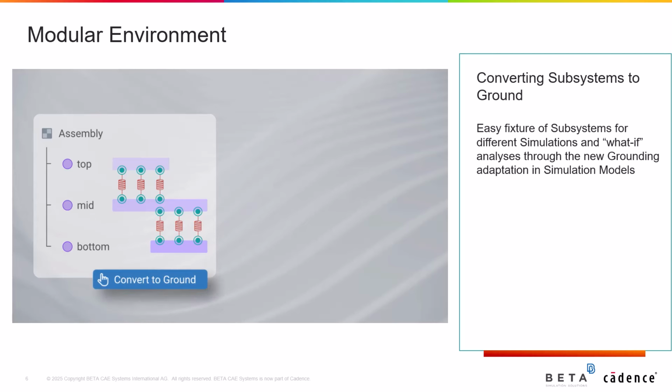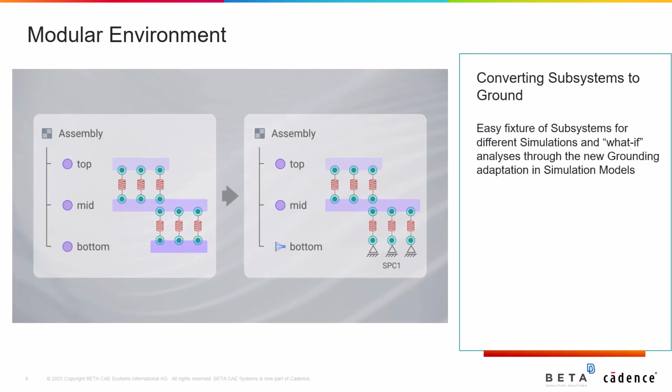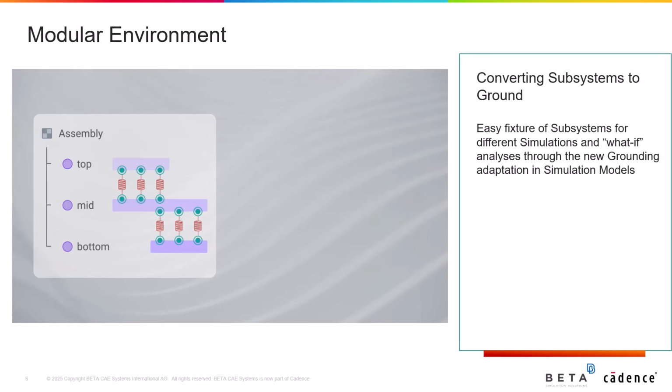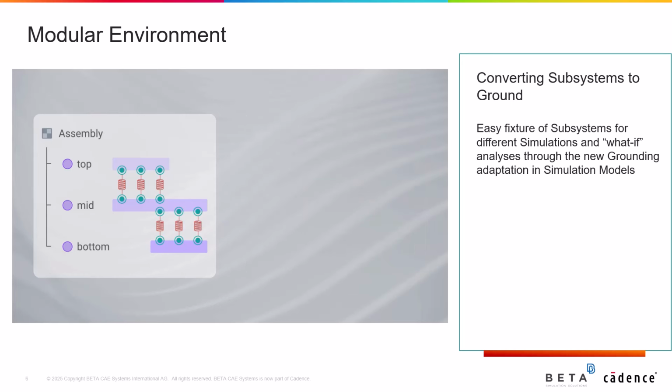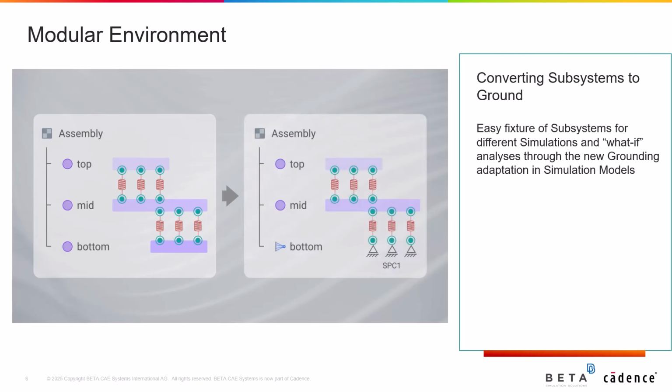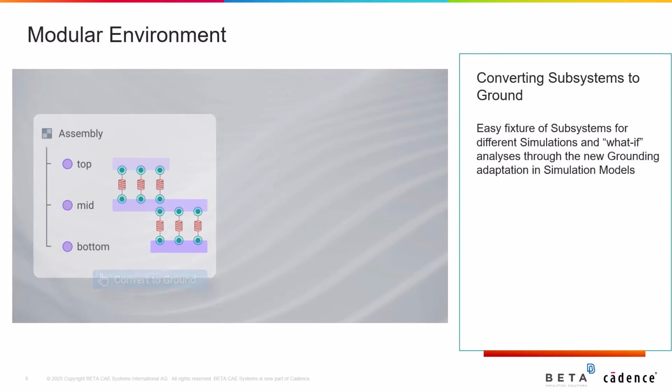Now, let's move on to the next update. It is now possible to suppress the contents of one or more subsystems and constrain their previously connected interfaces with SPCs. This can be achieved through the new grounding adaptation and simulation models using the convert to ground adapter action. All subsystem modifications, along with the creation of the single point constraints, are applied when the simulation model is built.